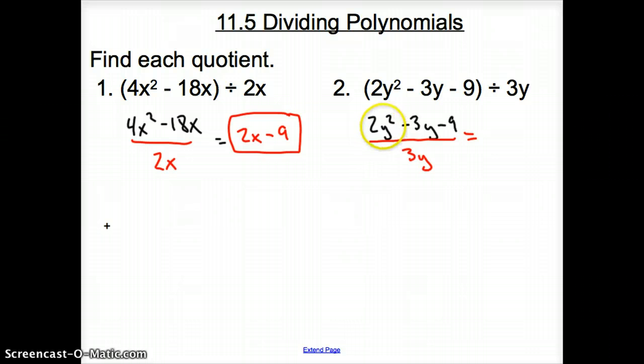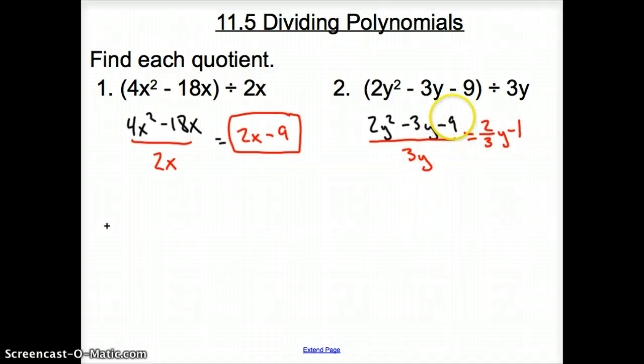Now, it's a little bit tricky because 2 divided by 3, does 2 divide by 3 evenly? No, it does not. So I'm just going to leave it as a fraction. If it does not go in there evenly, just leave it as a fraction. Then what's y squared divided by y? That is just a y. Now we have a negative 3 divided by 3, so that's just going to be negative 1. How about y divided by y? That's also going to be 1.